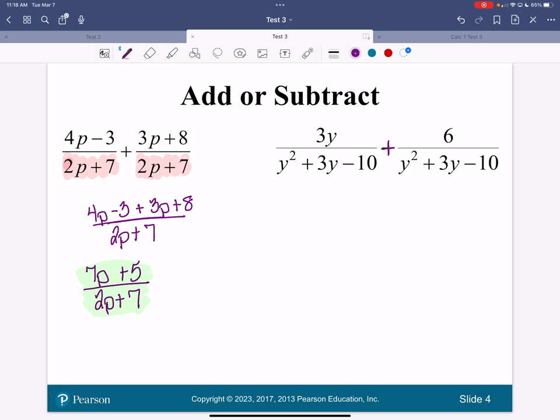Good. I'm going to change it to addition, and where's the negative going to go? With the 6. It's going to go right there, okay? Now, sometimes you have to distribute that negative, and we'll get into more of that later. Okay, just be aware of that.